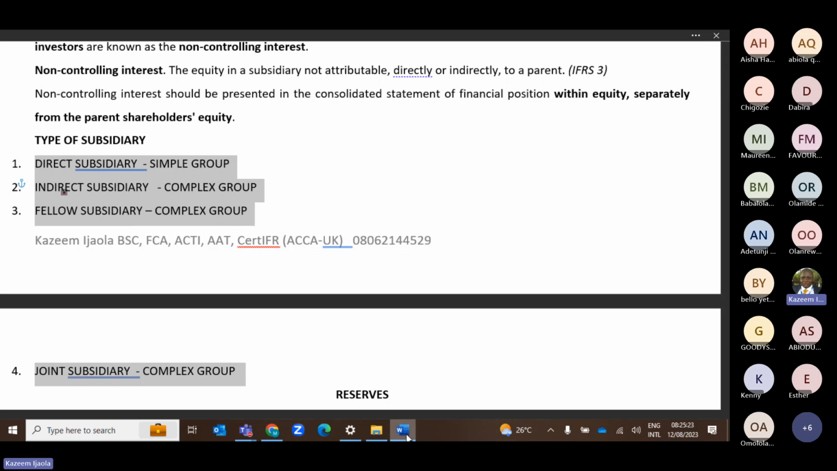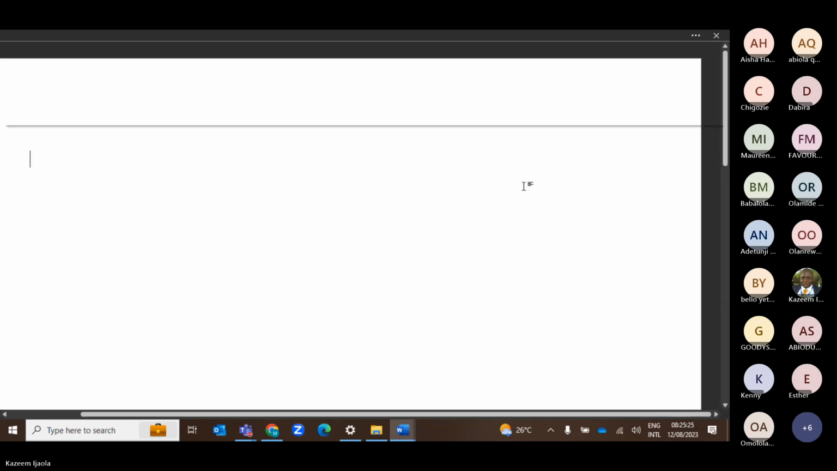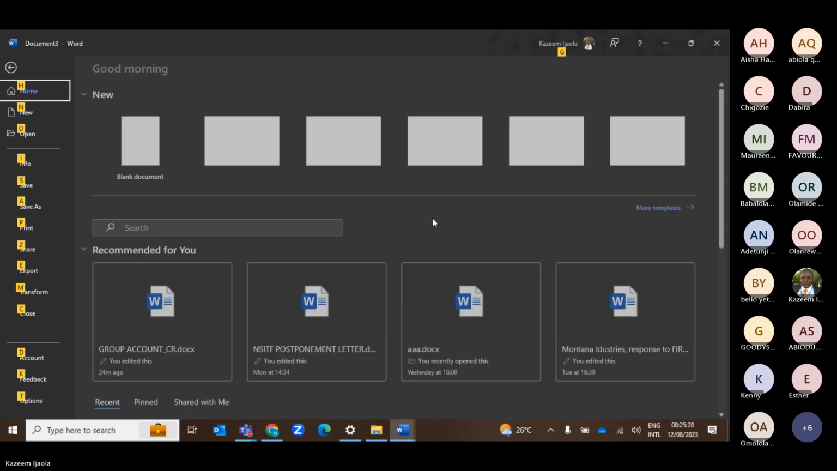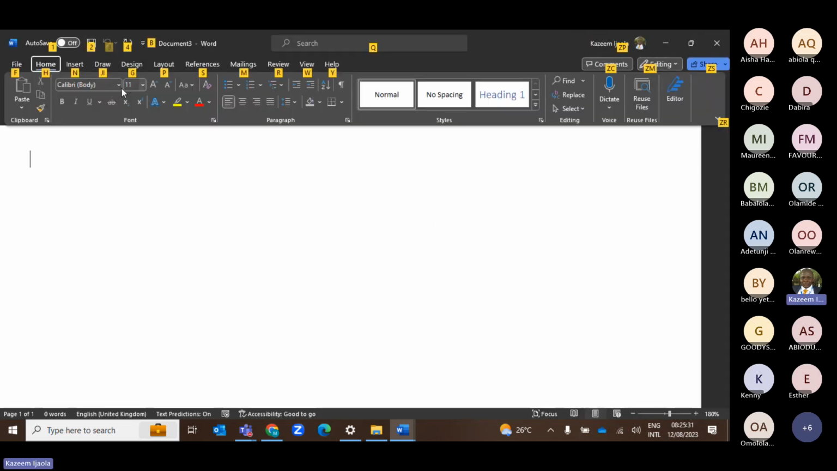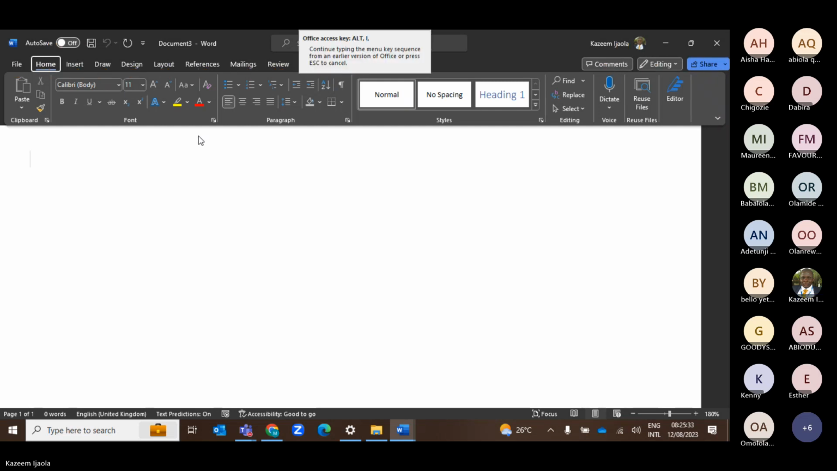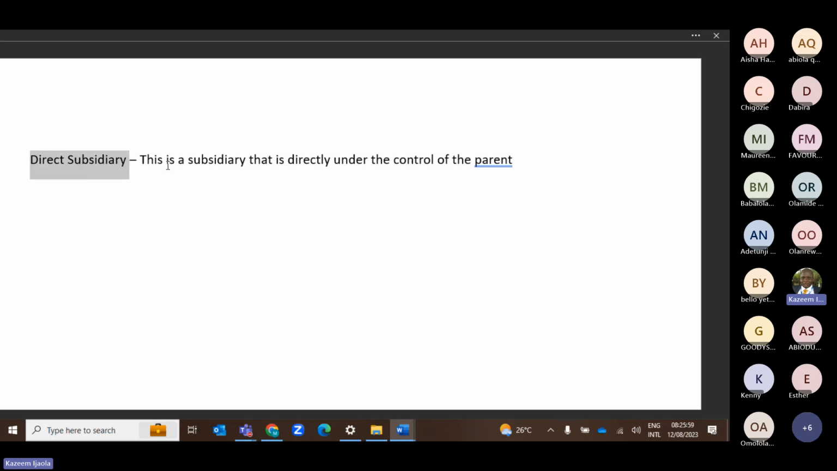The first one we'll be discussing is a direct subsidiary. What is a direct subsidiary? This is a subsidiary that is directly under the control of the parent. That is a direct subsidiary: the subsidiary that is directly under the control of the parent.